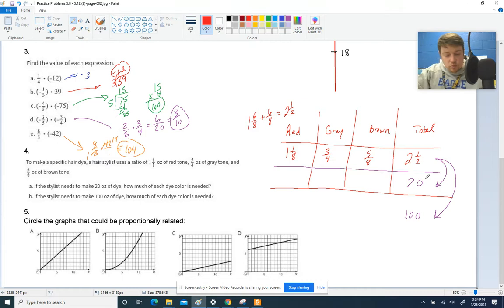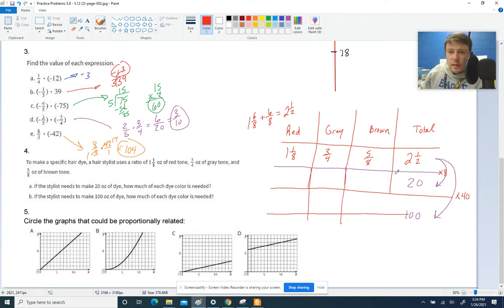And if I divide 20 by 2 1/2, I get 8. So I just need to multiply all of the first numbers by 8 to find the ratios. And to go from 2 1/2 to 100, I divide those and I get 40. So I'd have to multiply them all by 40. So I'm going to multiply all of these numbers up here by 8 to get how much I would need for my 20-ounce bottle. And then I'd multiply all the numbers by 40 to find out what would be in these.